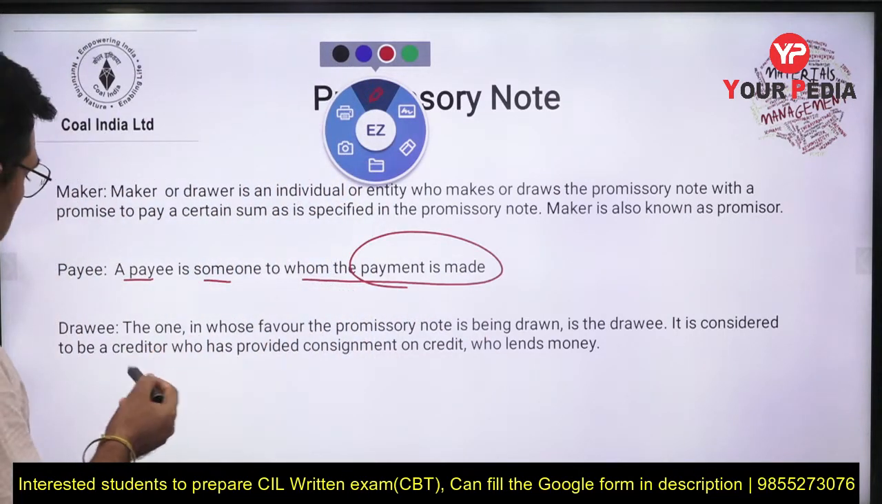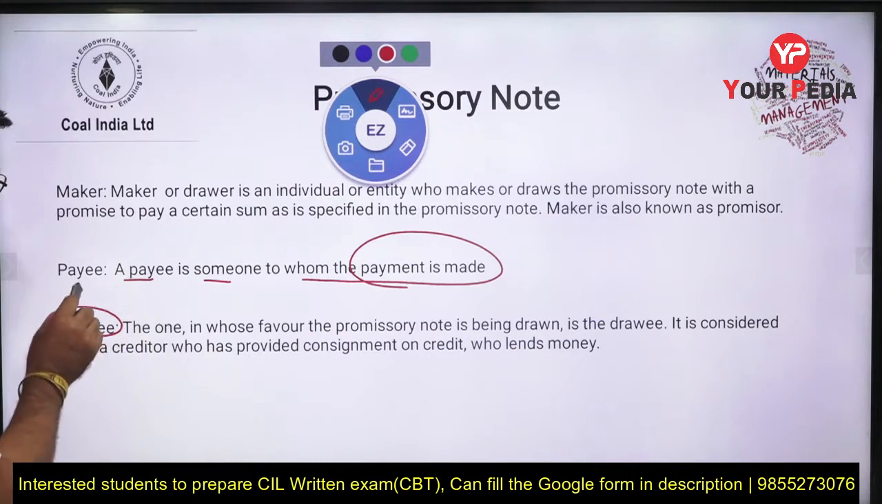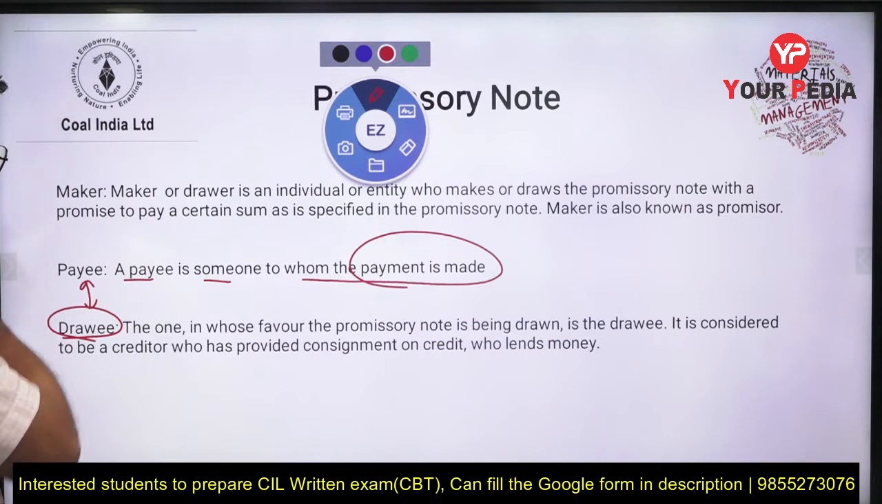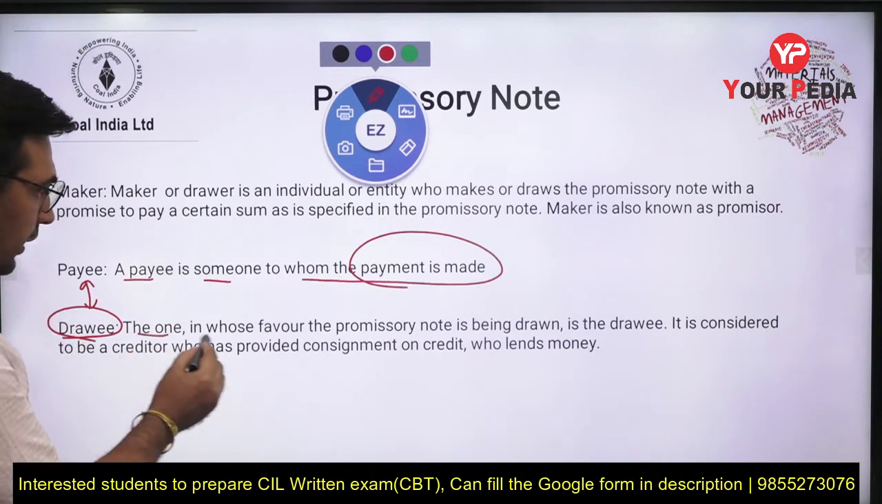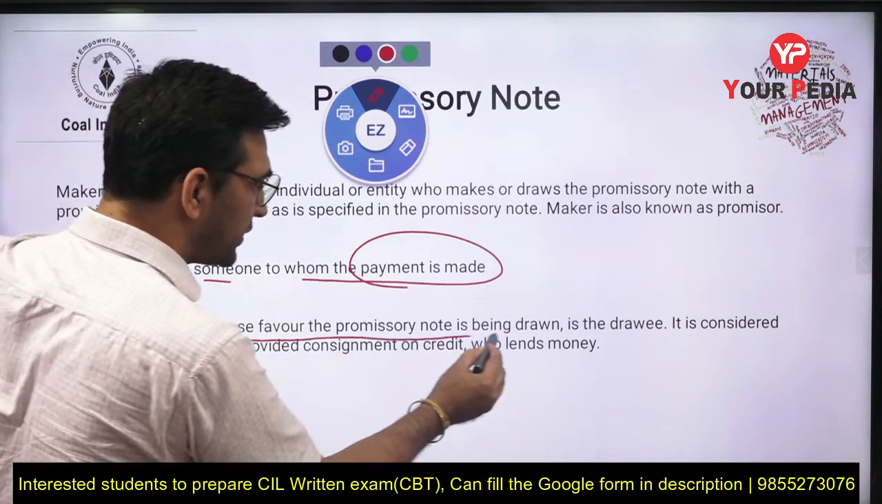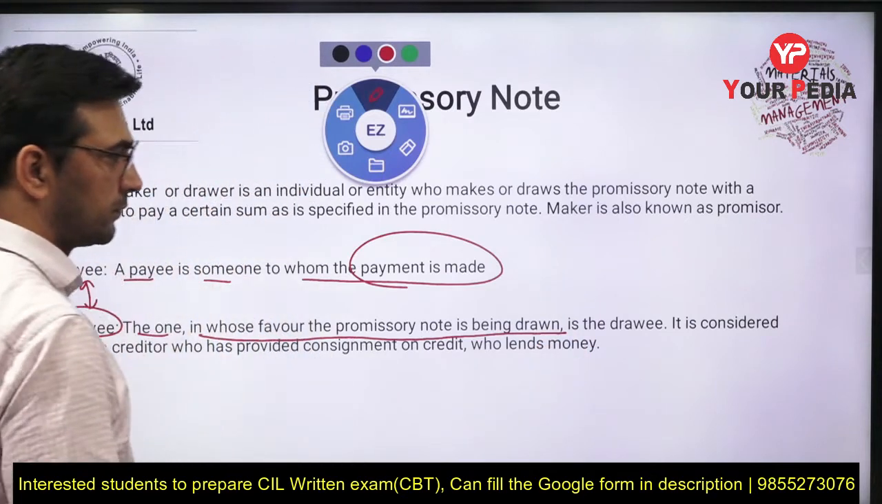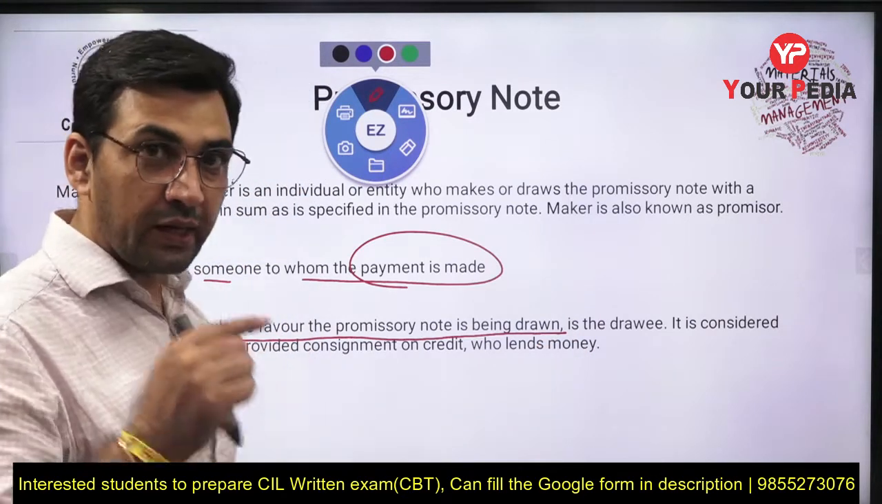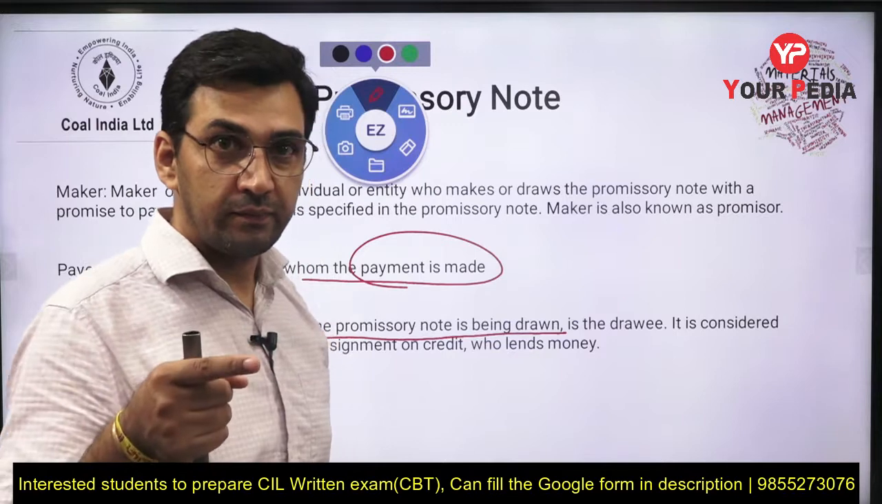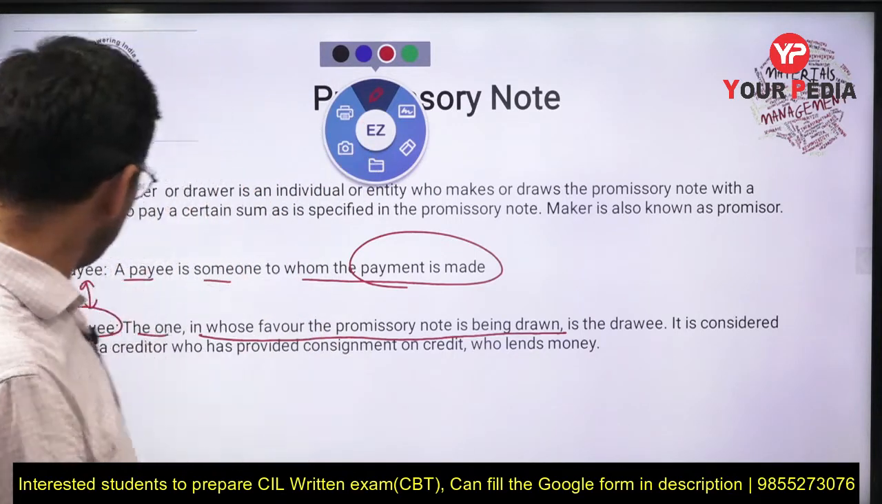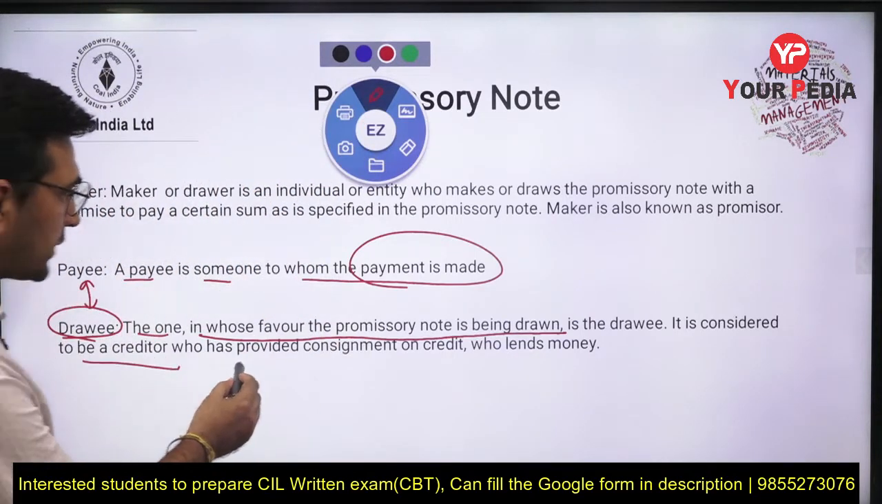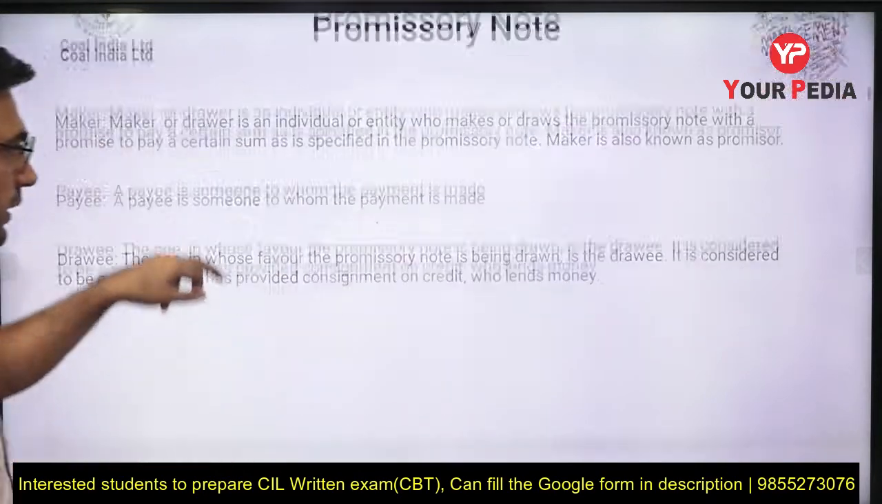Now there is a term also called drawee. नाउ यहां पर पेई और ड्रॉई में थोड़ा सा ध्यान रखना, इसमें थोड़ा सा कंफ्यूजन हो सकता है. You could have little confusion, but anyway, the one in whose favor the promissory note is being drawn, मतलब जिसकी फेवर में मैंने प्रोमिसरी नोट ड्रॉ किया. Now in this case it is considered to be the creditor who has provided. Okay, anyway, इसको यहां देख लेते हैं.